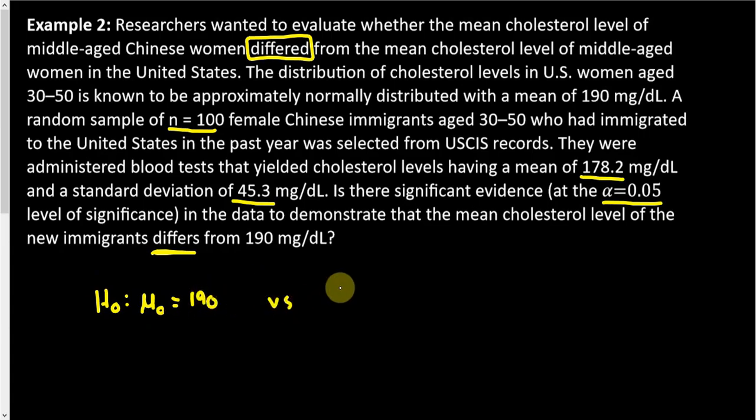Versus, now what are we trying to see or hoping to get at? We're trying to show as our alternative that it's not 190. They didn't say it was higher, they didn't say it was lower, they said it's not 190. That is different. So there's the key word. So because we're just looking for a difference, this means we have a two-tailed test.